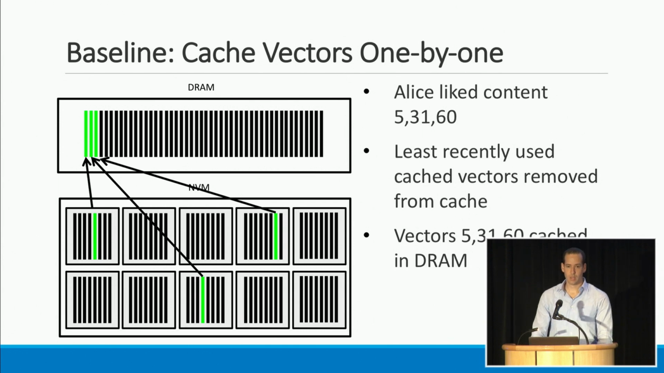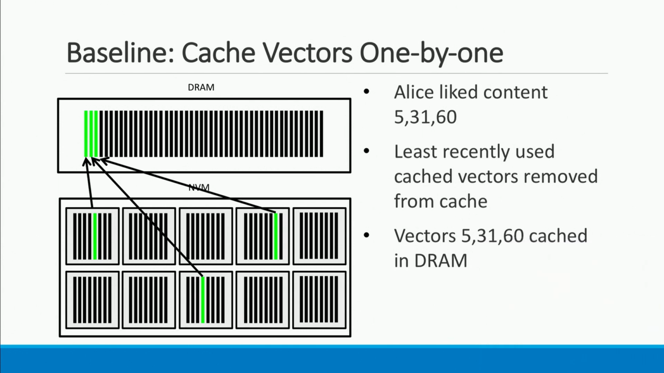The problem with this policy is that even though we only read 1 vector out of each NVM block, we still have to read the entire NVM block because the NVM device is block addressable. So if the block is 4 kilobytes, we only use 128 bytes out of it. The read utilization is very low.